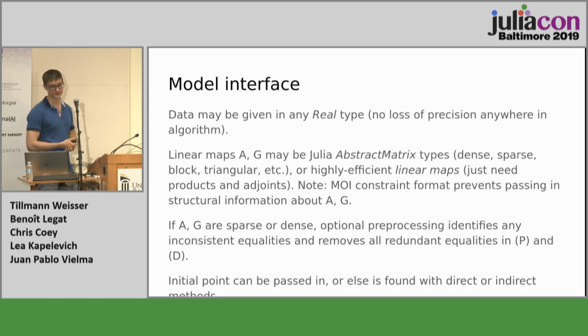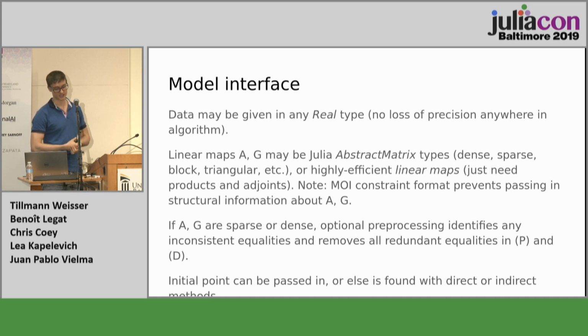Okay, so our model interface. The data that you provide in the form of the b, c, h and A, G linear maps can be given in any real type that Julia recognizes. And actually, throughout the algorithm, there will be no loss of precision anywhere. There are no conversions to other types. So these linear maps can be dense or sparse or block triangular, any sort of structured types, or they could be specified just in terms of their matrix vector products and adjoint vector products. So potentially it could be extremely efficient for structured problems.